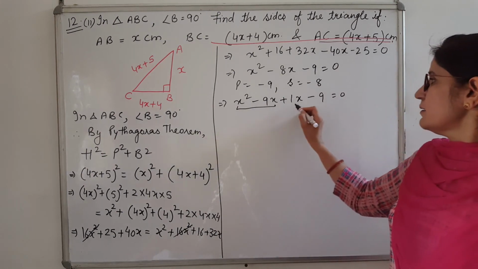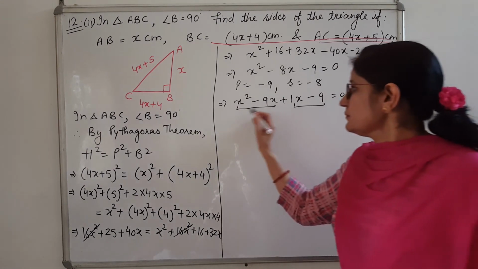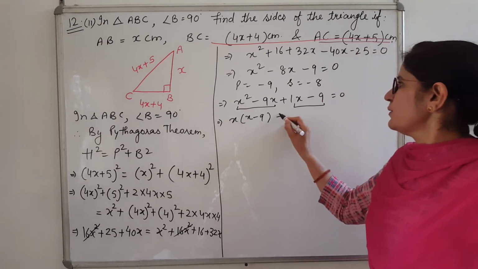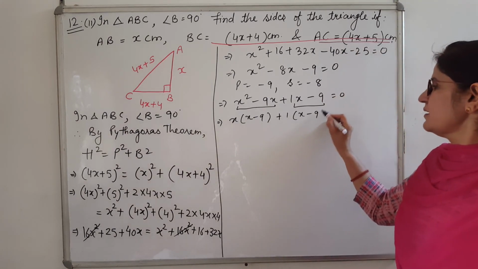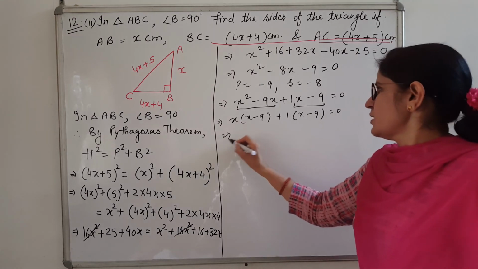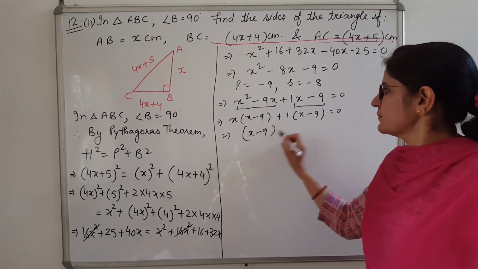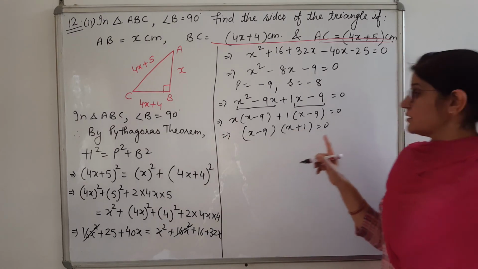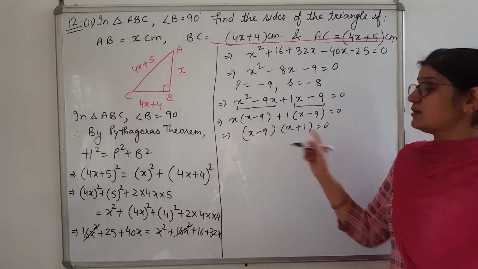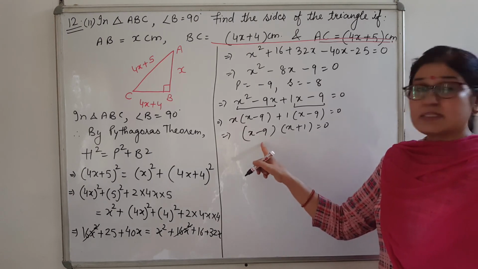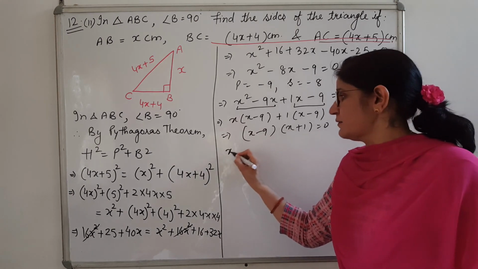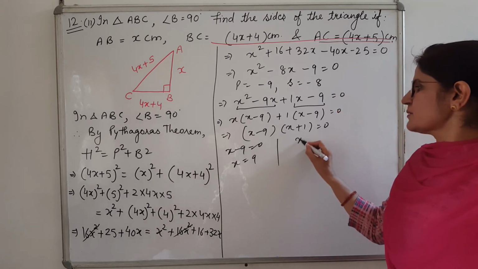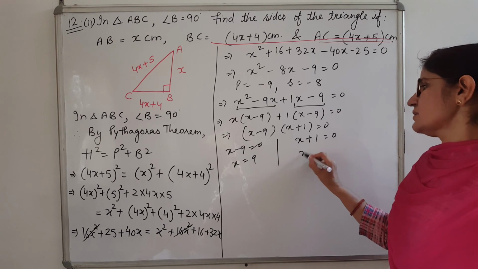So we make their groups now. From the first group, x is common, x minus 9. Here 1 is common, x minus 9. So x minus 9, x plus 1 equals 0. We have here two factors whose product is 0. That means either of the factors can be 0. When you take x minus 9 as 0, then the value of x is 9. And when you take x plus 1 equals 0, then x is minus 1.